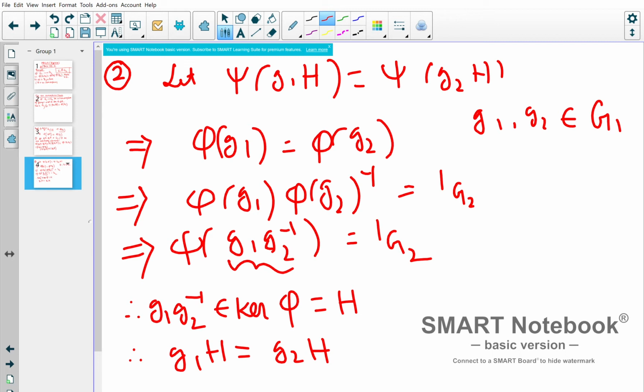You can easily give the other proof also. Instead of G1 G2 inverse you can write G1 inverse G2 belongs to H, and take phi of G1 inverse to the other side. So these proofs are the same.